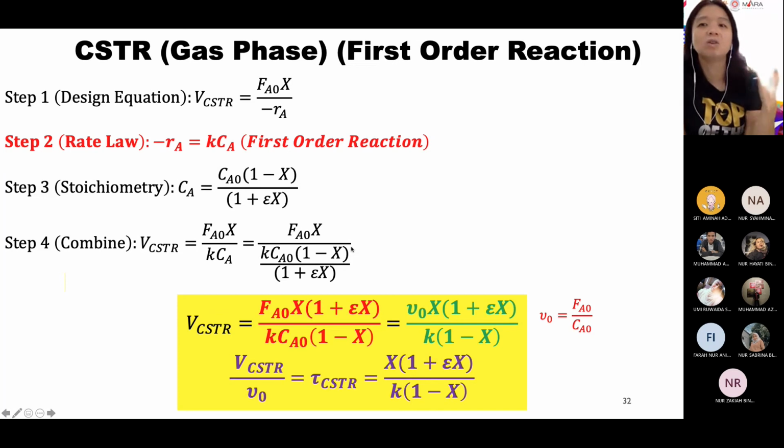Tapi konsep dia like I taught you last Monday, bila dia A per B per C, basically the bottom layer goes to the top, so become AC per B. Okay, so that's why you can see the 1 plus epsilon X now goes to the top, as you can see in the red font. So dia menjadi FA0 X in bracket 1 plus epsilon X per KCA0 1 minus X.